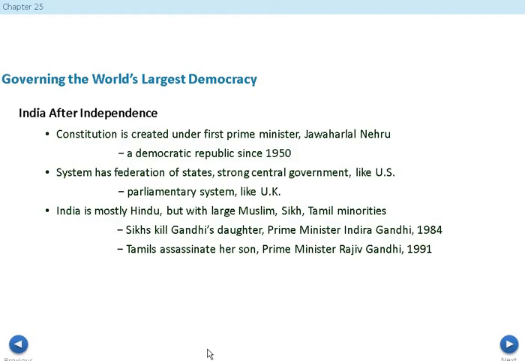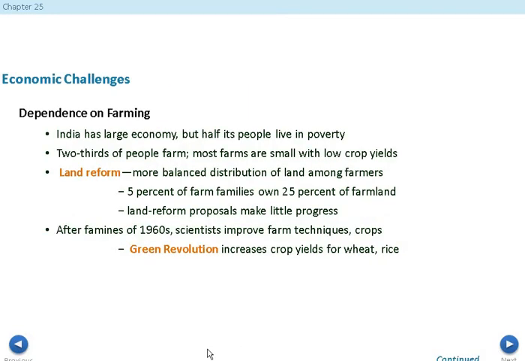Interestingly enough, what the notes say here is that the Sikh are going to kill Gandhi's daughter in 1984, and then the Tamils are going to assassinate her son in 1991. So as you can see, there's a long list of violence that's going on in India that a lot of people don't even really know about.